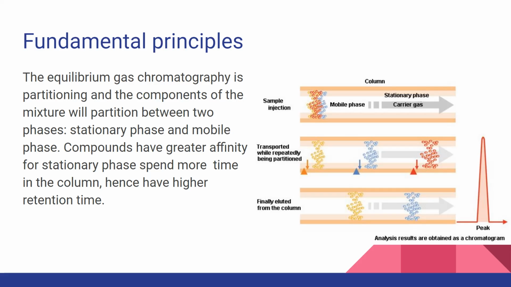The fundamental principle of GC is the equilibrium. Gas chromatography is partitioning, and the components of the mixture partition between two phases, the stationary phase and the mobile phase. Compounds which have greater affinity for the stationary phase spend more time in the column, hence have higher retention time.